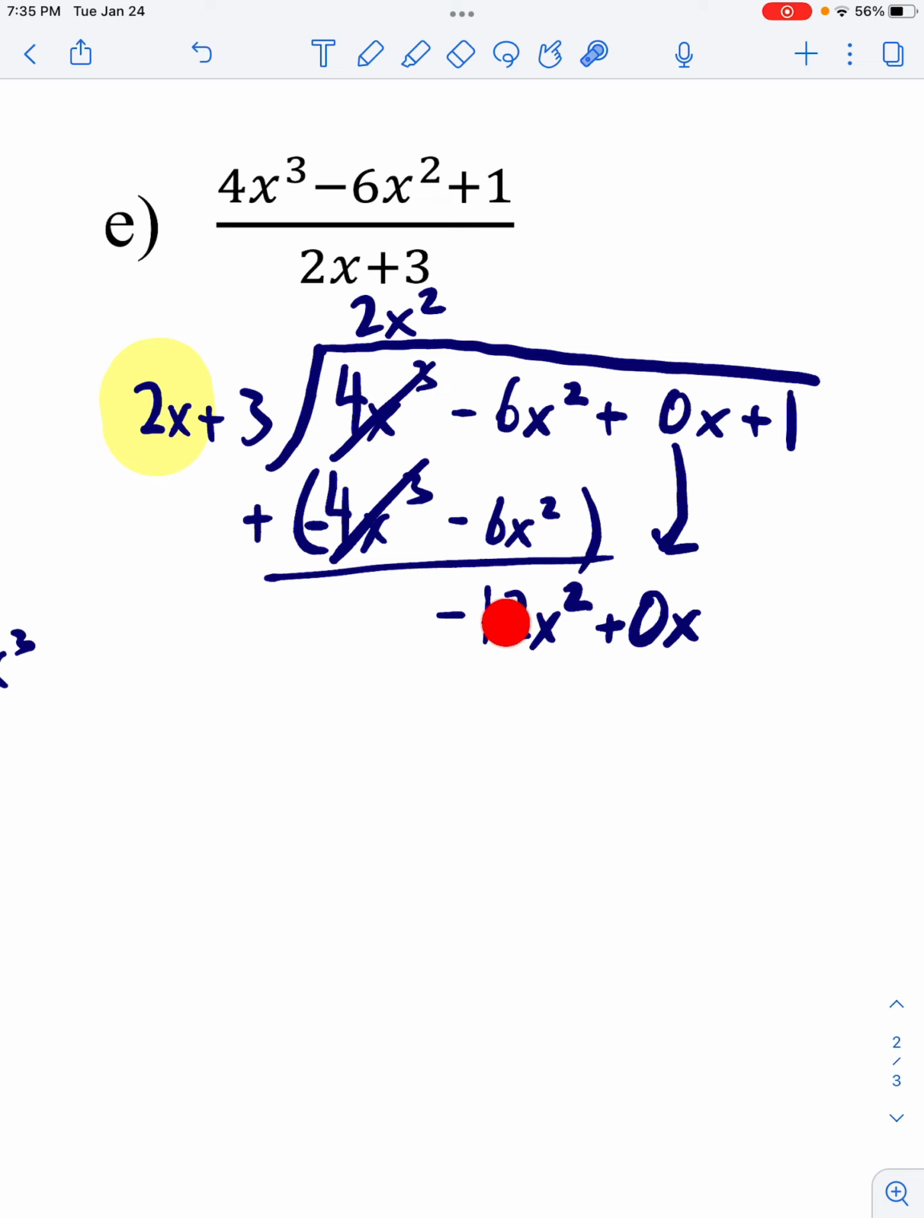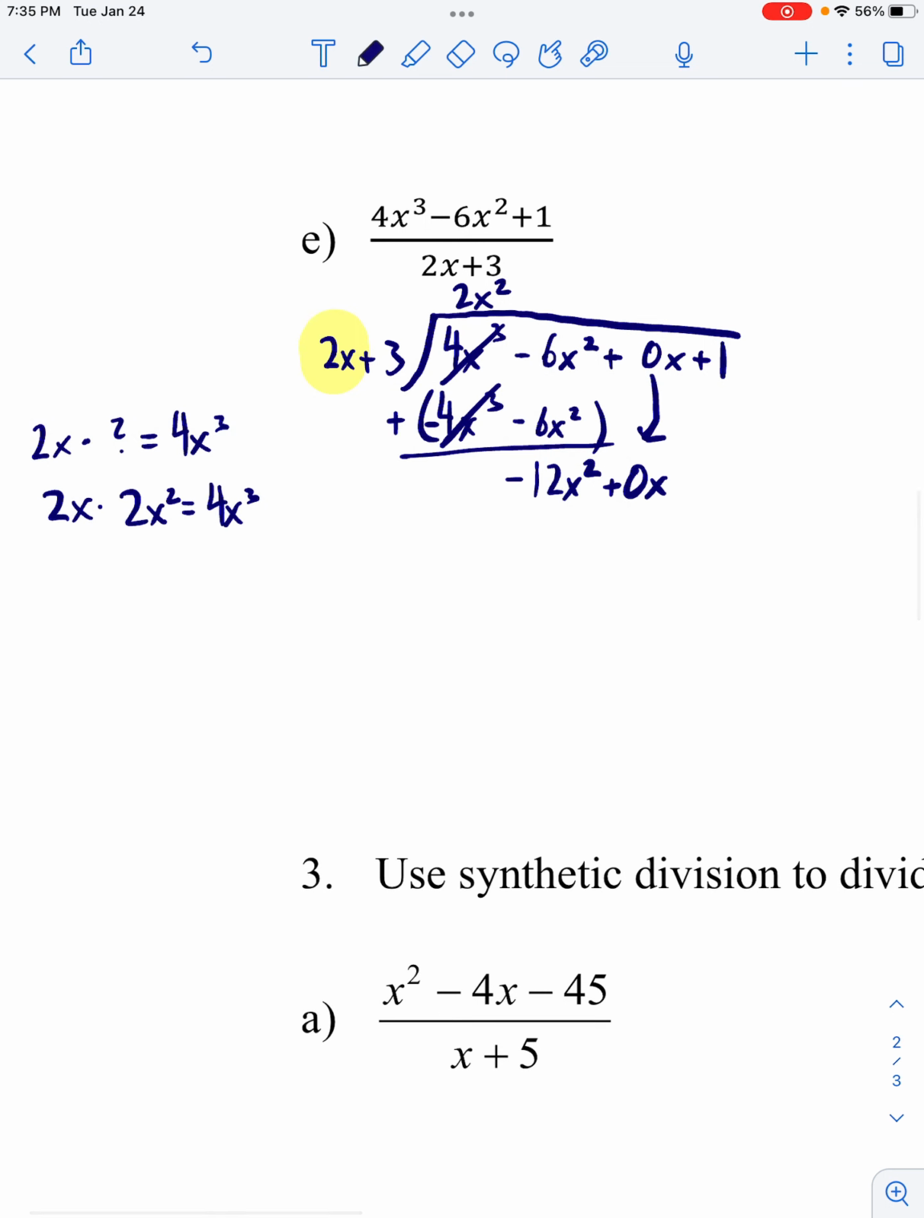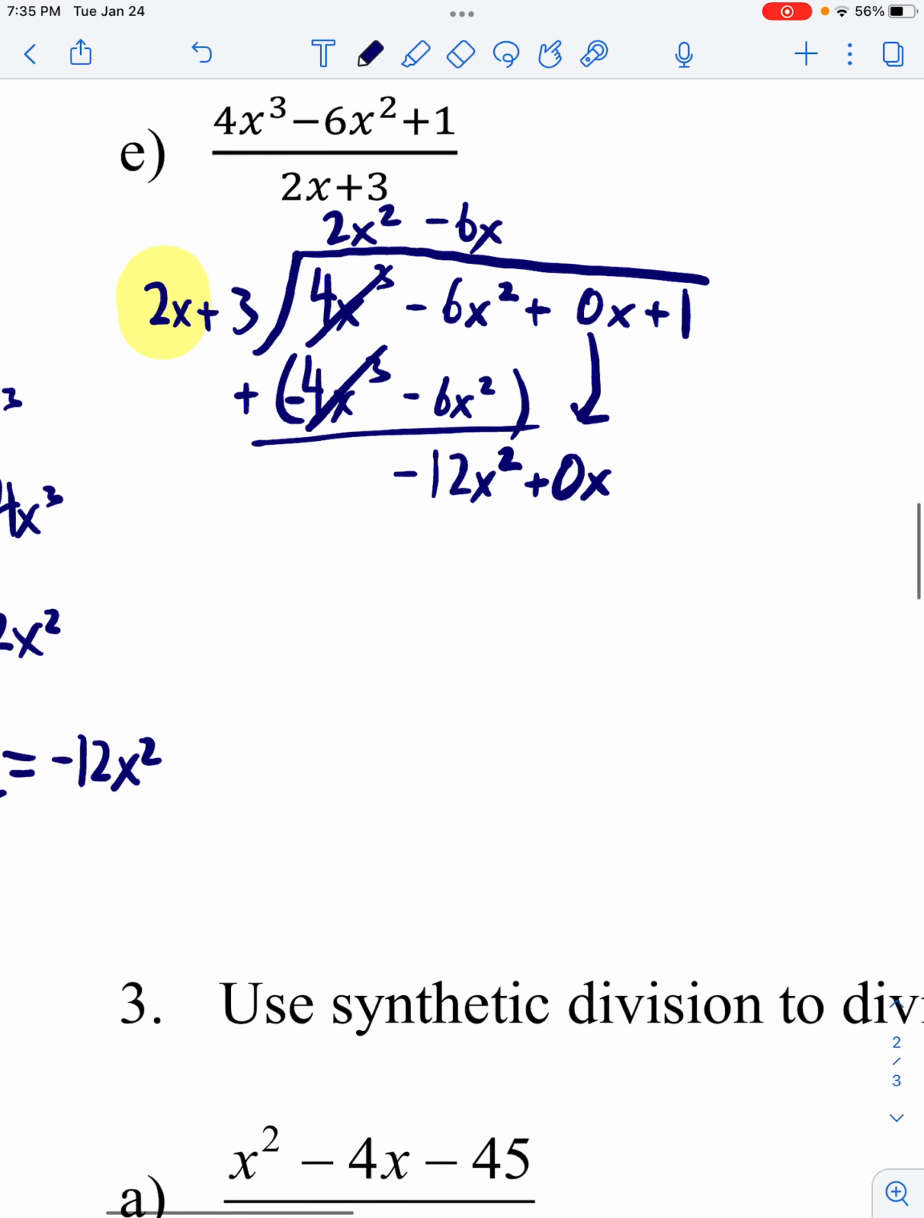2x times what equals minus 12x squared? Well, 2x times minus 6x equals minus 12x squared. So I'm going to take this minus 6x and write it up here, minus 6x. Then we take what we just wrote down and we distribute it through the divisor.